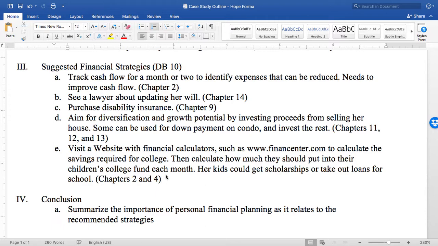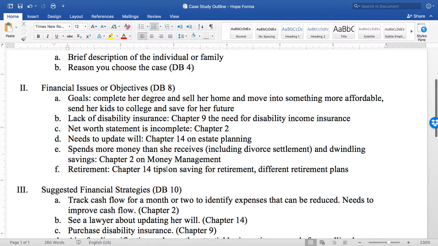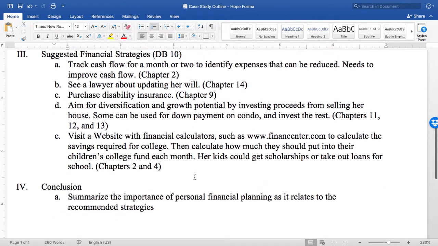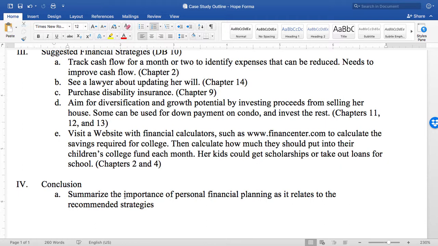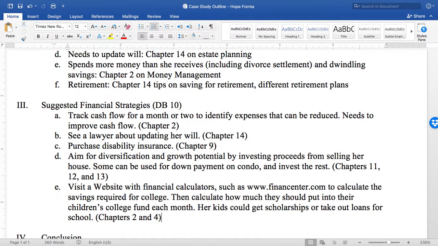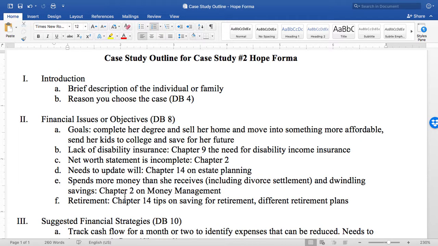So you can see that the financial issues or objectives that I identified in Part 2 match all the strategies or solutions I offer in Part 3. It doesn't make sense if I list a problem and then don't provide a solution, or provide a solution to a non-existent problem. So good planning and good organizing will help you stay consistent and cohesive in your writing. And then, of course, a brief conclusion that summarizes the importance of personal financial planning as it relates to the strategies for Forma. So you can see we've already done a lot of the work through the discussion boards for parts 1, 2, and 3, and then now it's just writing it out in a cohesive, understandable way.